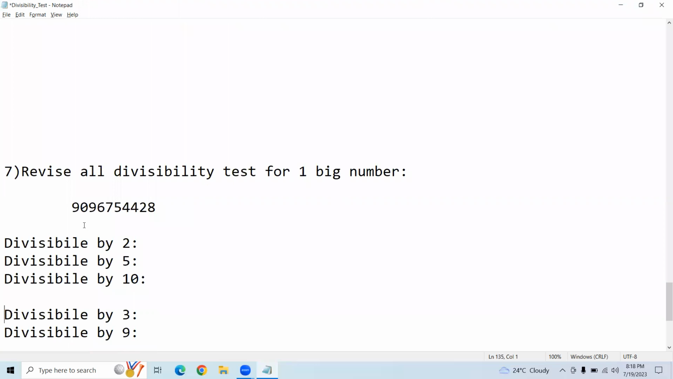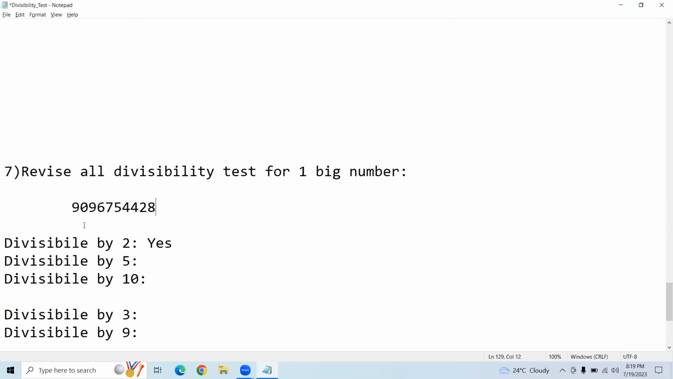Now let's take one big number. I have taken my mobile number. You can take your mobile number, or any number from your contact list, and you can practice this. We will try to apply all the divisibility tests we have learned on this number. So let's start with the divisibility test of 2. Look at the rightmost digit. The rightmost digit is 8, which is even. So yes, that is divisible by 2.